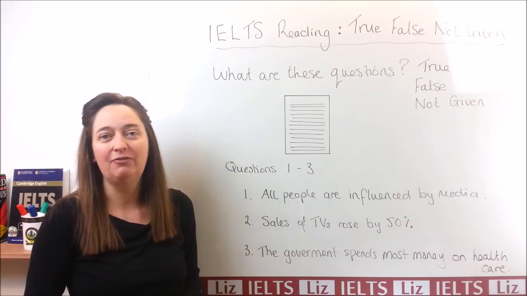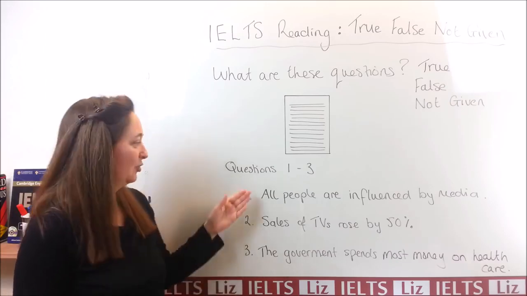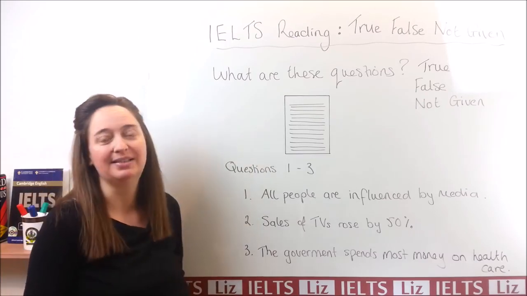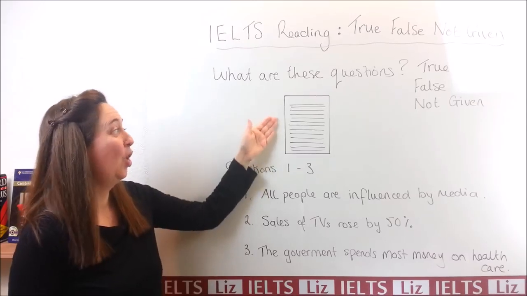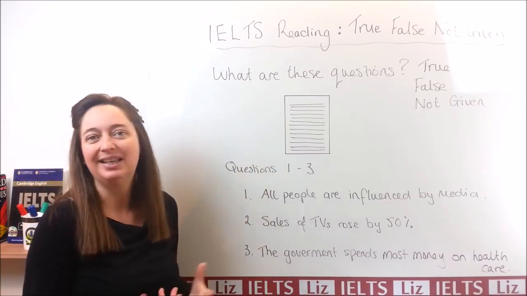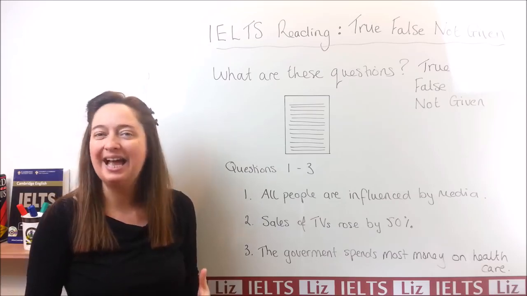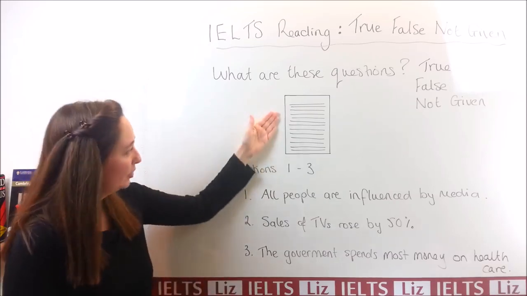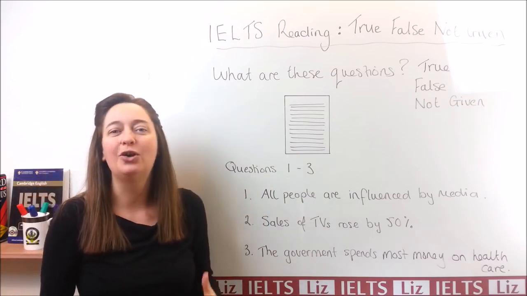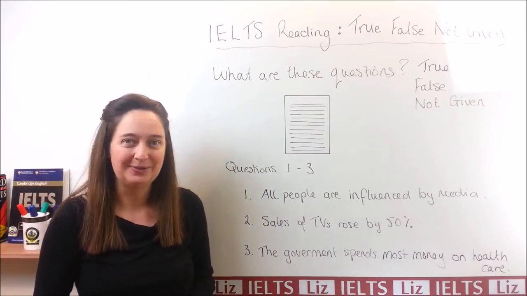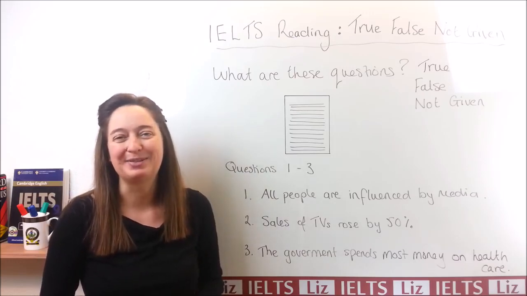If you can find the information in the passage, then the answer is true. It's true, the information is in the passage. If the information in the passage is opposite to the statement, then it's false. And if the information cannot be found, you've read through your passage and you cannot find this information, your answer is not given. Now, that's the basic requirement of this question.